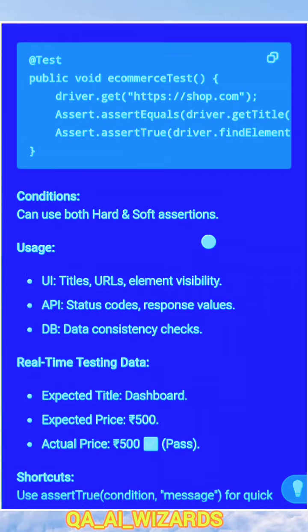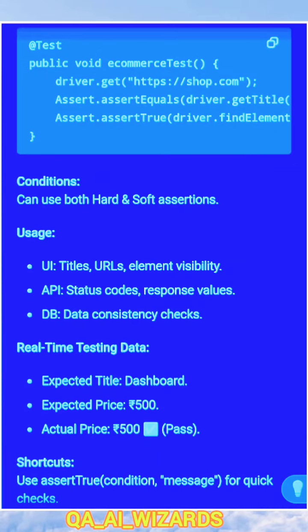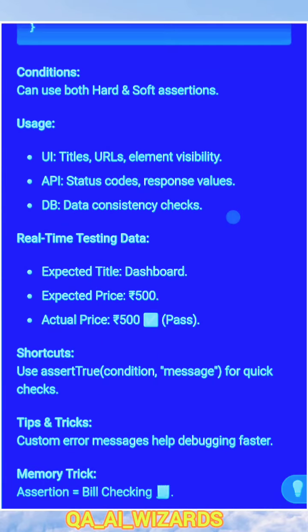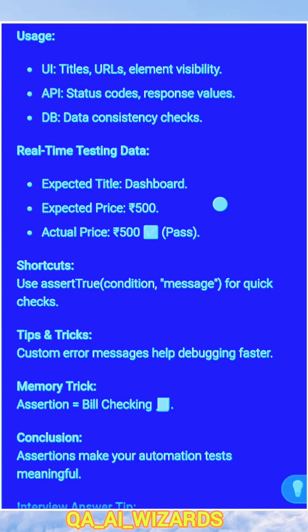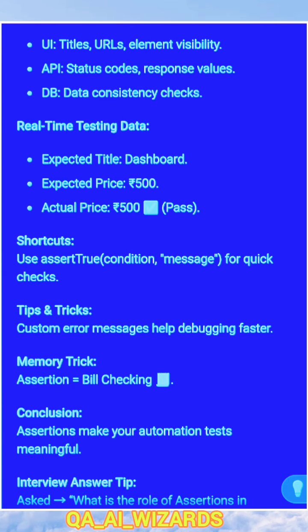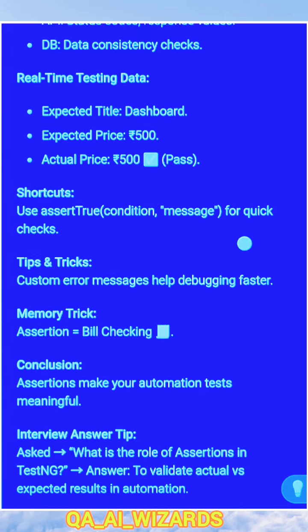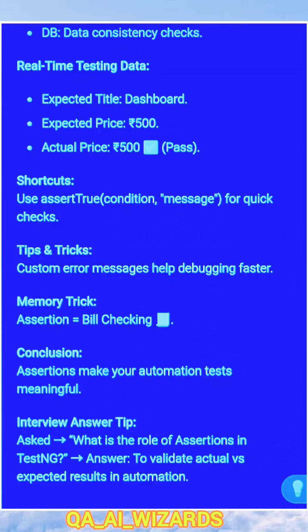You can use it for both hard and soft assertions. Usage: in the UI, like titles, URLs, and element visibility; in API, like status codes and response values; and in DB connections, we use it for data consistency checks. Considering real-time test data, the expected title is Dashboard, and the expected price is rupees 500 and the actual price is rupees 500.